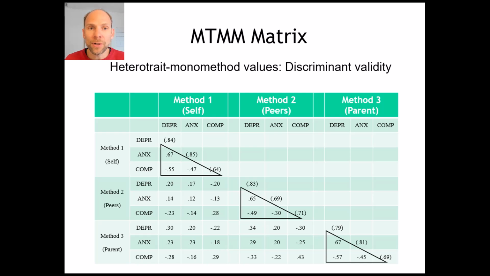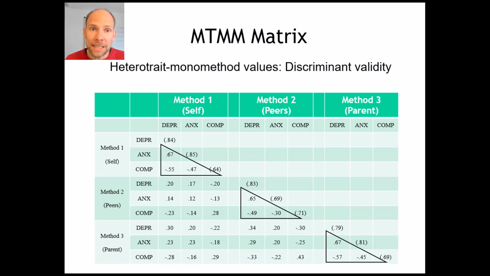Next are the so-called heterotrait monomethod values. So those are the correlations of different traits measured by the same method, and we find them in the triangles directly below the main diagonal with the reliabilities. Those are correlations between different traits measured by the same method, and they are about discriminant validity, obviously, because they involve different traits, and so we don't want them to be too high for discriminant validity.